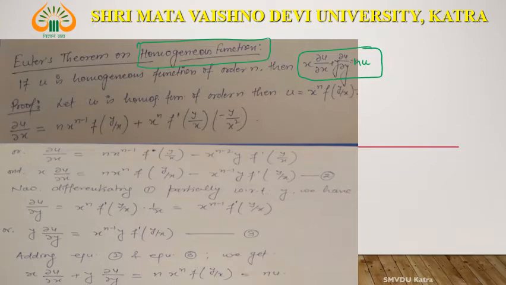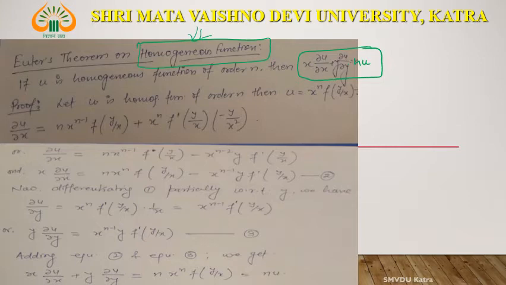by del y, that is nothing else but n, the order of the homogeneous function, multiplied by the homogeneous function u. Right? This is the result. One thing you have to remember: the function must be homogeneous. Right? Let us see the proof of Euler's theorem.